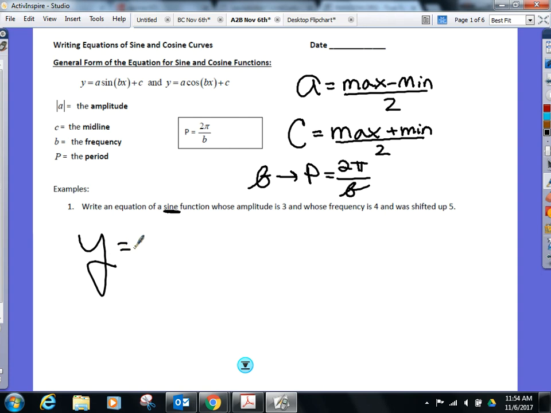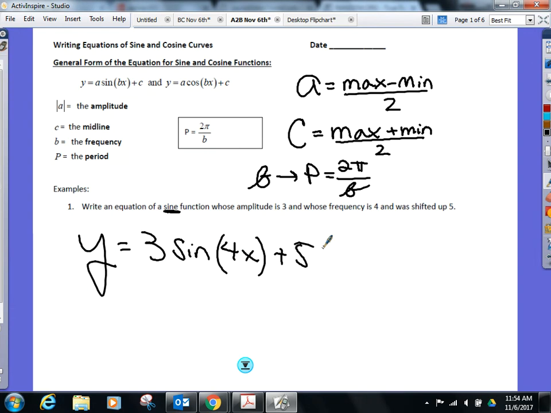Here we go, Cooper. Y equals amplitude 3, and this is a sine function, so sine. Frequency, B value 4, and the 4 and the X both go inside the parenthesis, all right? Make sure the X is inside. And the shift, Cooper. Up 5, which means I'm going to add 5 at the end. Look at that. Gave you everything. Done.